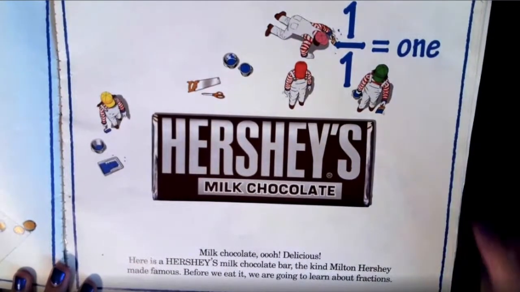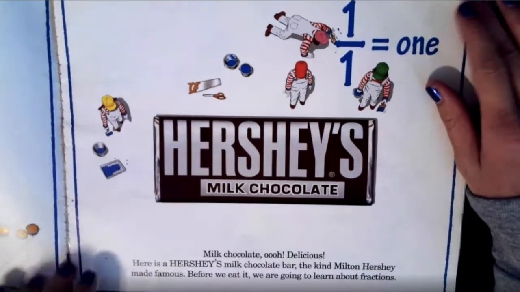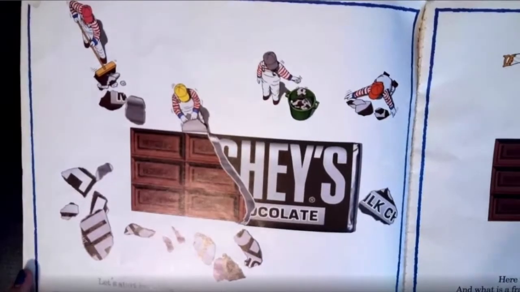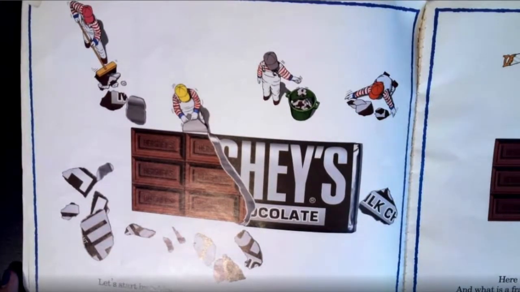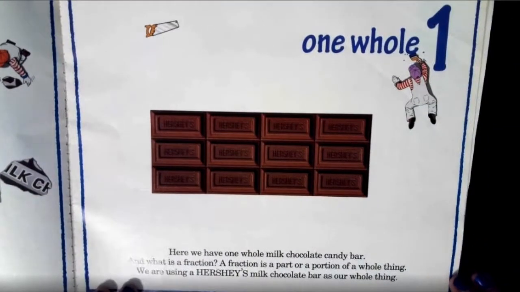One over 1 equals 1. Milk chocolate, ooh, delicious. Here is a Hershey's milk chocolate bar, the kind Milton Hershey made famous. Before we eat it, we are going to learn about fractions. Let's start by taking the wrapper off. Remember not to litter. 1 whole. Here we have 1 whole milk chocolate candy bar.